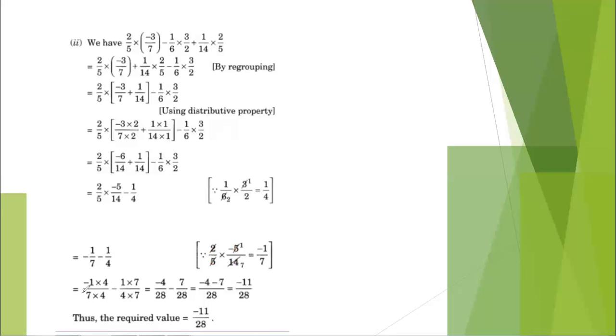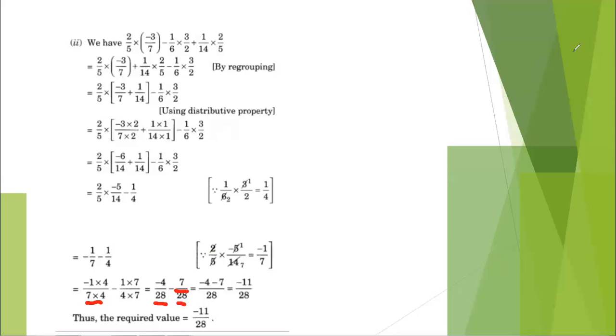Let's go forward. And now how do we solve this? By taking the LCM, right? Because minus into minus gives us plus. Now, what's the LCM of 7 and 4? 28. So how do we get 28? 7 multiplied by 4 gives you 28. So minus 1 into 4 gives us 4. Now, 1 into 7 gives us 7 and 4 into 7 gives us 28.